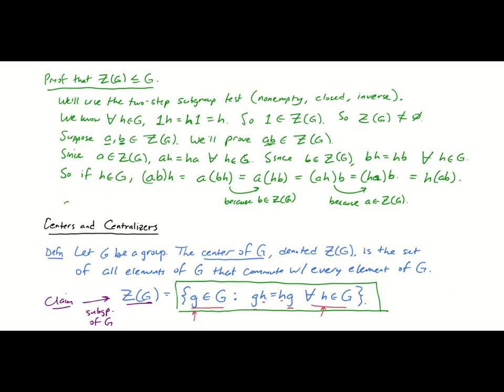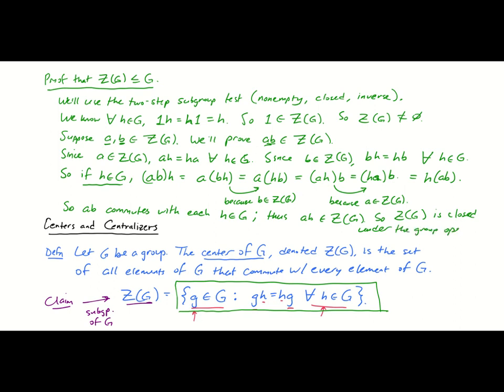Okay, but anyway, AB commutes with each H in the group because I just let H be arbitrary here. I didn't put any restriction on it. Thus, AB belongs to the center of G, and that's great. So that means this set is closed under the group operation. So that's terrific. But what about inverses?